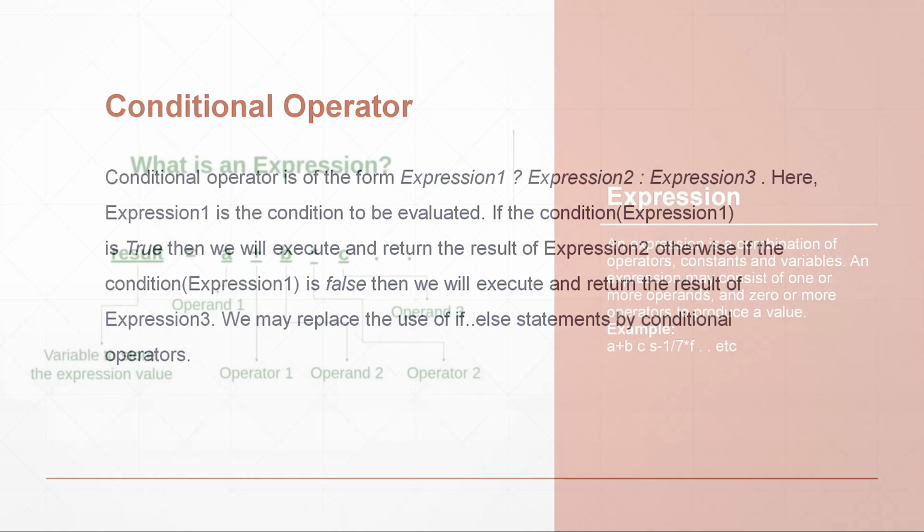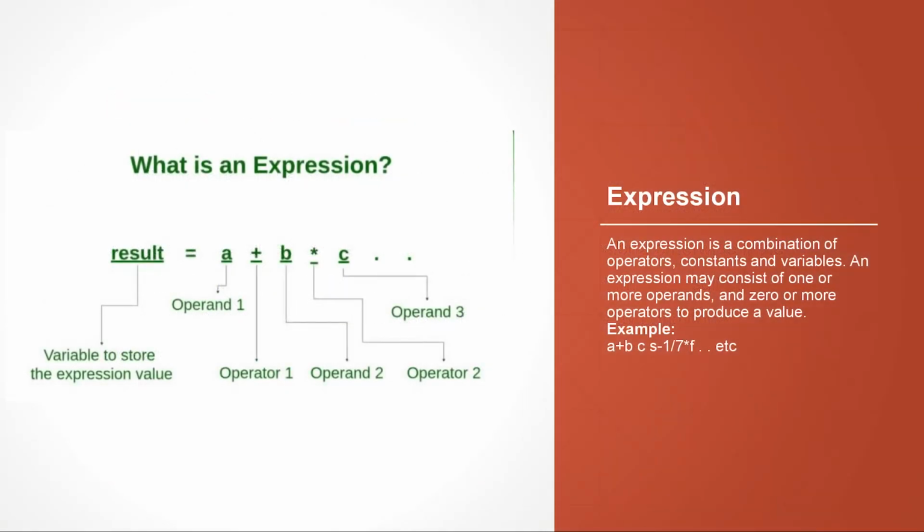That's all for operators. Since we have finished the operators and the types of operators, let us move on to expression. What is an expression? An expression is a combination of operators, constants, and variables. An expression may consist of one or more operands and zero or more operators to produce a value. If you can see this image, there is a variable called result and operand A, operand B and operand C, and the symbols in between them are the operators. This whole equation can be said to be an expression.